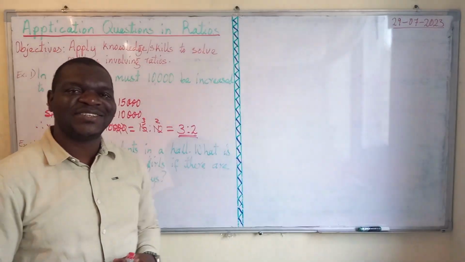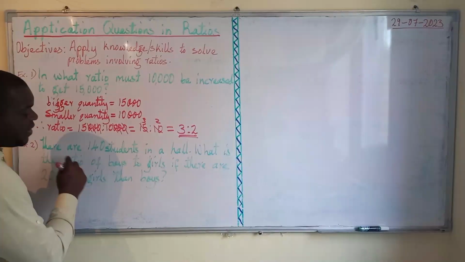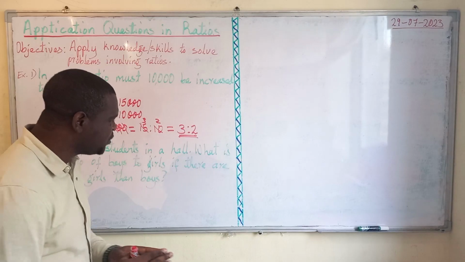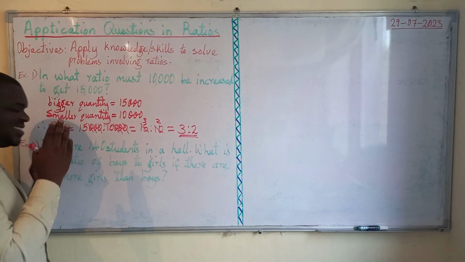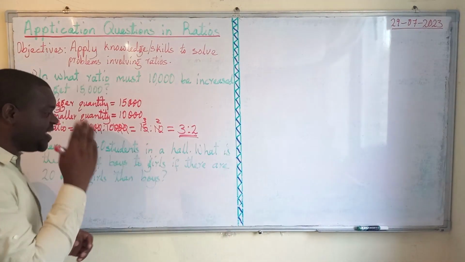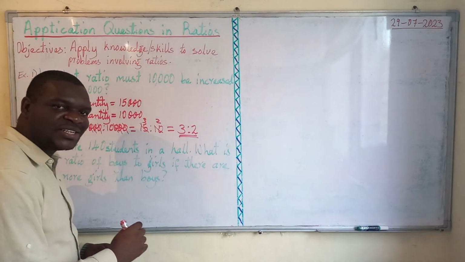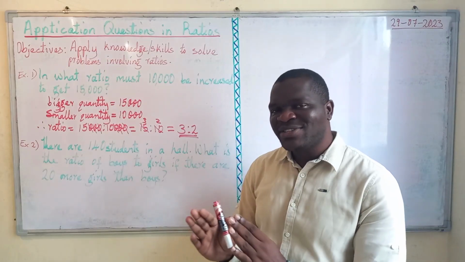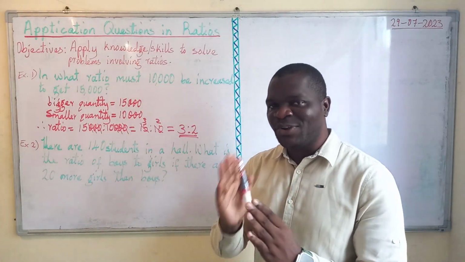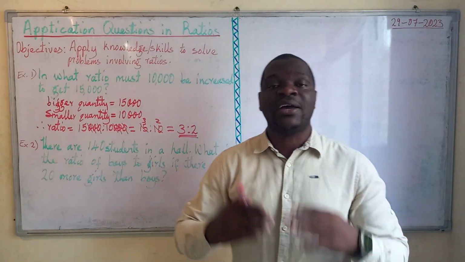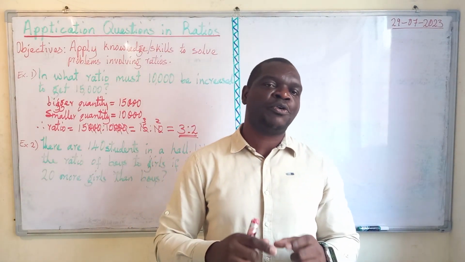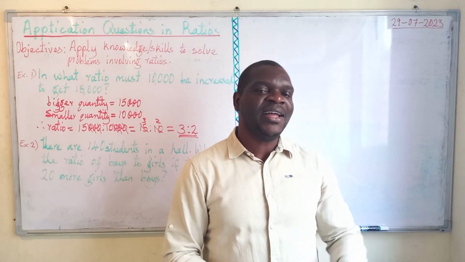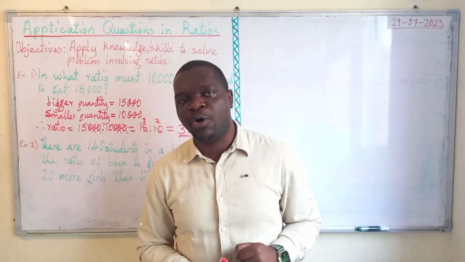Our second question reads as there are 140 students in a hall. What is the ratio of boys to girls if there are 20 more girls than boys? This is a simple question. It requires you just to reason out things logically. There are 140 students. Now they're asking you for the ratio if there are 20 more girls than boys.